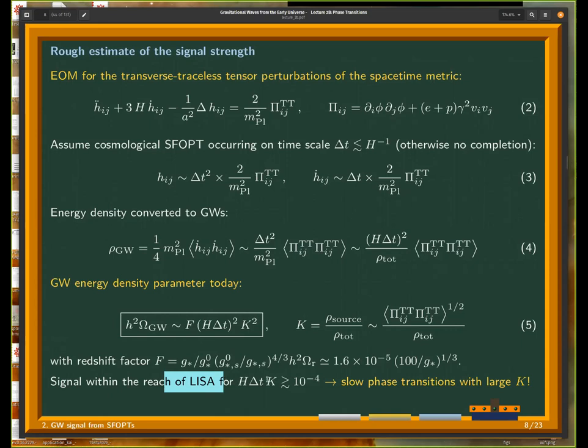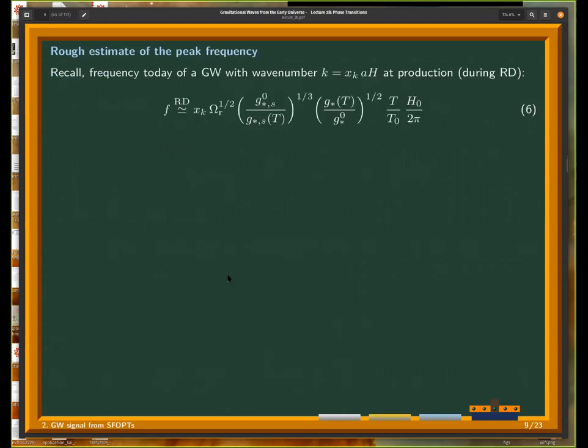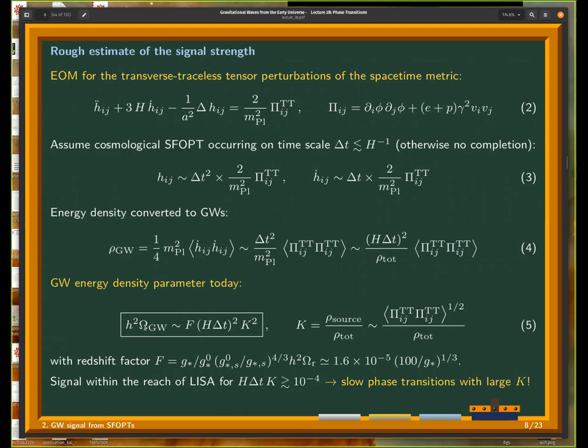All right. So this means that we need a slow phase transition with a large k value to really maximize this product here. So delta t is supposed to be large and k is supposed to be large. The larger, the better, and the stronger the gravitational wave signal. All right. So this was a very rough estimate of the strength or the amplitude of the gravitational wave spectrum.